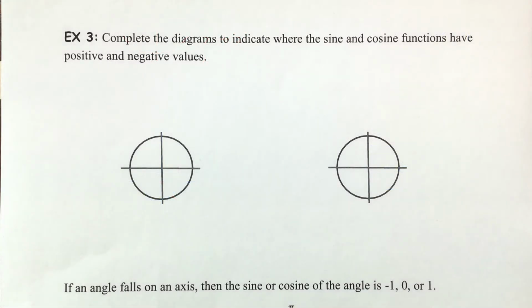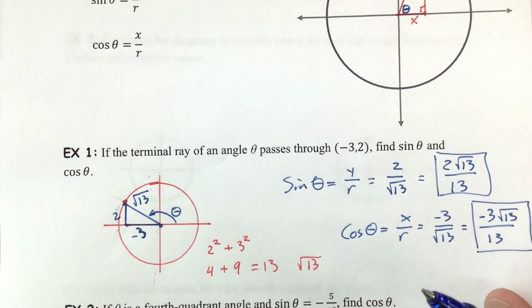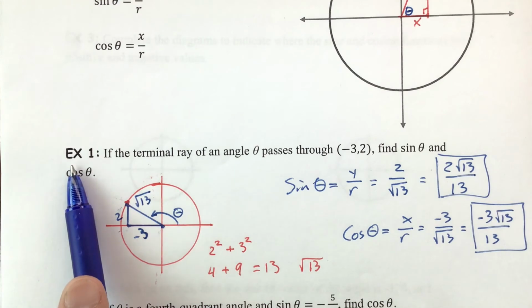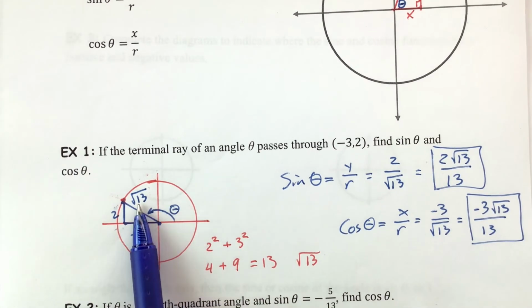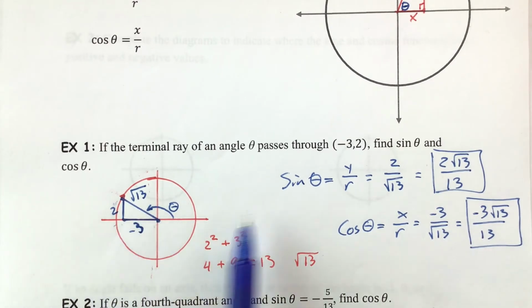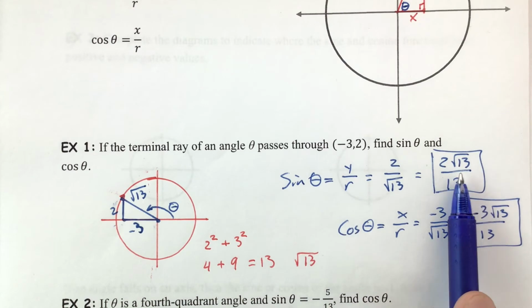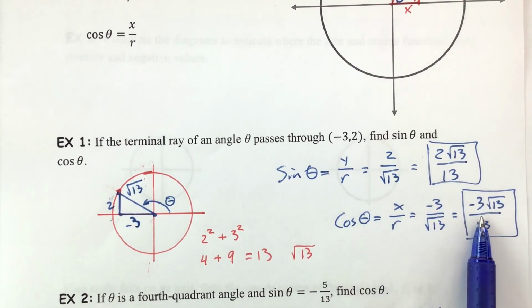For example number 3, we're going to create a couple of diagrams that are going to help us summarize the quadrants where we should expect sine or cosine to be either positive or negative. So if we go back to examples 1 and 2, let's look at example 1. The theta for that problem took us over to the second quadrant. When you end up in the second quadrant, the sine of that angle was a positive number, but the cosine ended up being negative.